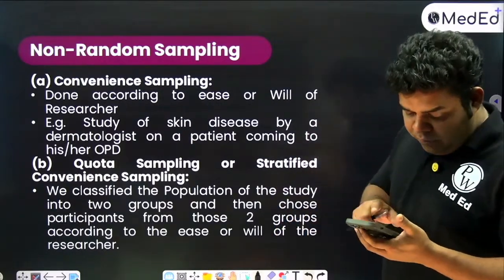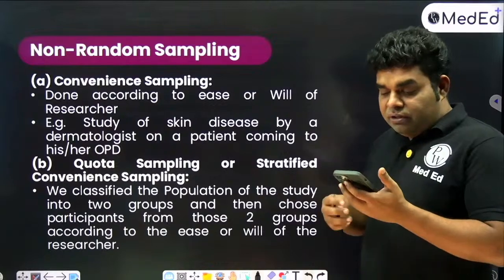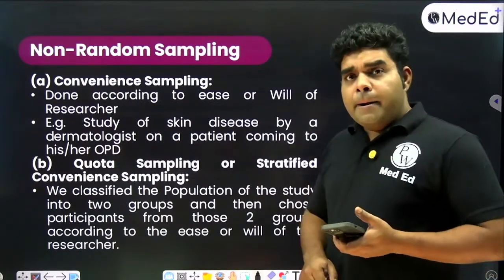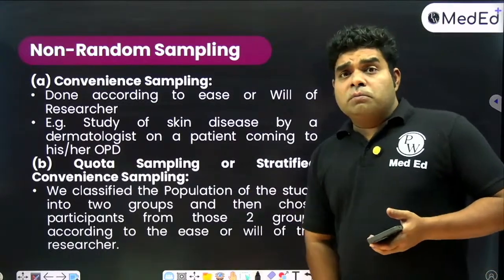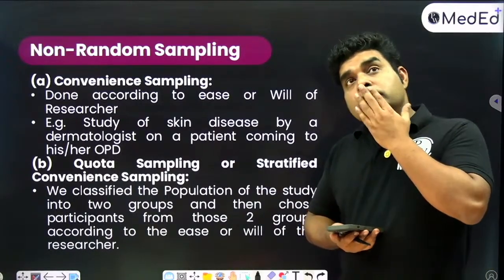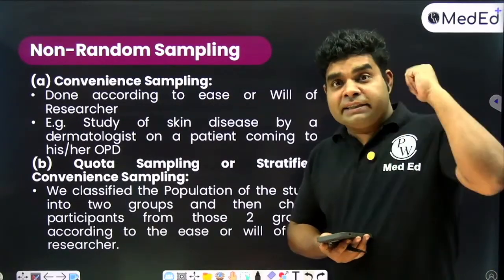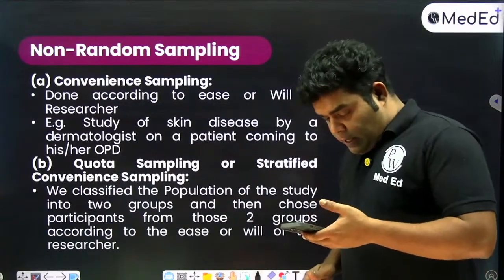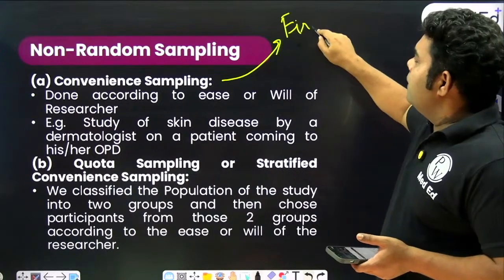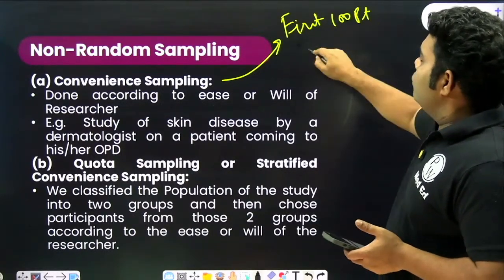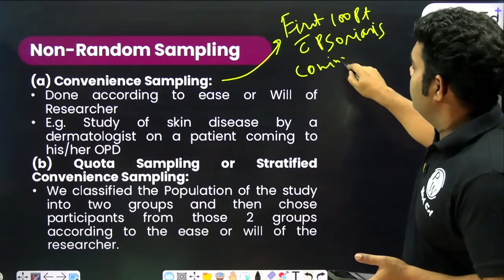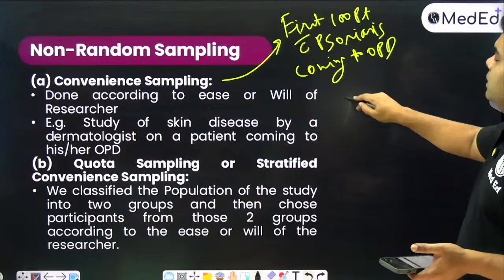Like for example, suppose Dr. Avinash, which branch do you want to take? Suppose Dr. Avinash becomes a dermatologist, and he is doing a study on psoriasis. And now Dr. Avinash is sitting in the OPD of derma and saying that the first 100 patients with psoriasis coming to the OPD of derma, of course, will be taken in the study.